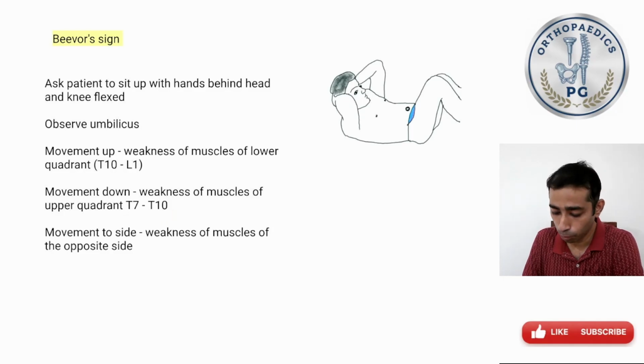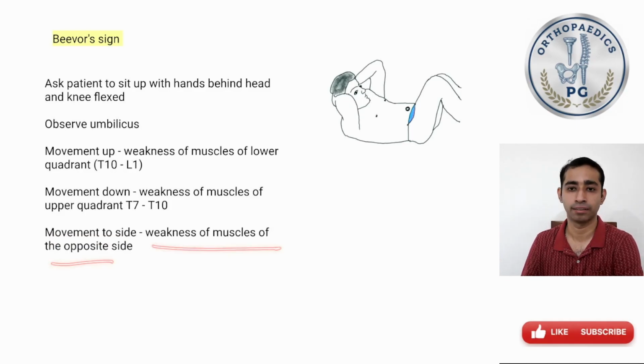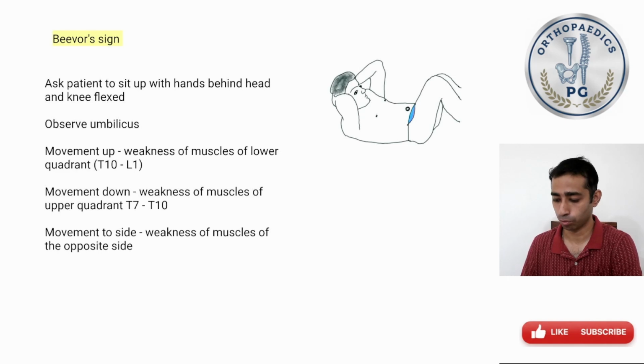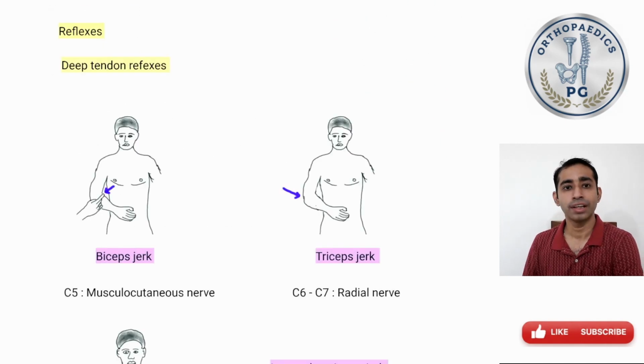And if there is a movement to any of the sides, it shows weakness of the muscles of the opposite side of the corresponding nerve roots. Next, we examine the reflexes. In reflexes, we have the deep tendon reflexes and the superficial reflexes. In the deep tendon reflexes, in the upper limb, we have the biceps jerk, triceps jerk, and the supinator jerk, which are very important. Now, these reflexes can be examined in sitting or supine position.